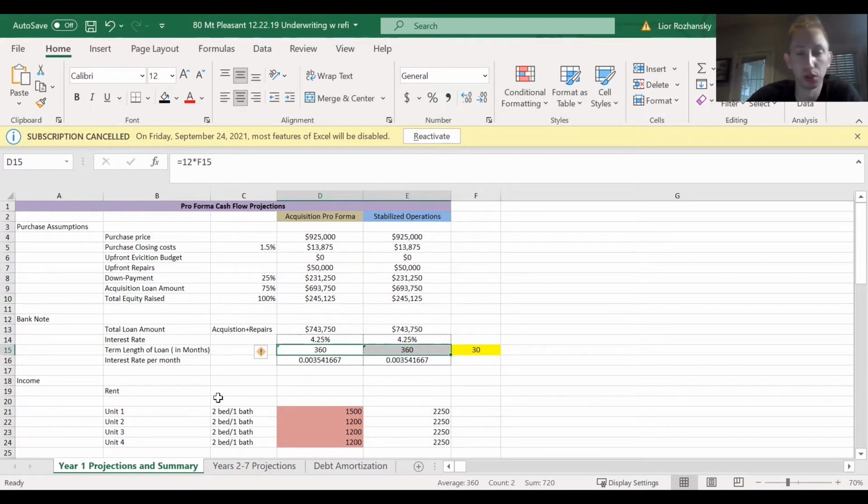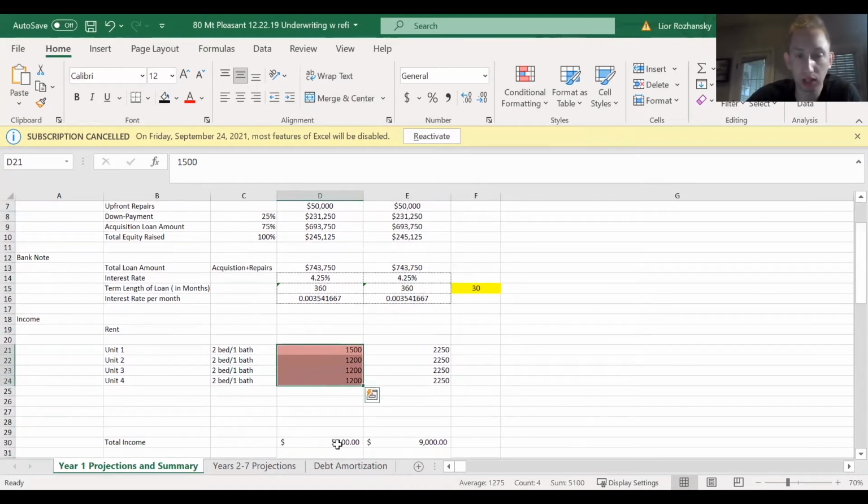Now, let's go into the rents. So you can see I had 4 units, all 2-bed, 1-bath units. And here is the big difference, right? This was the rent roll that I bought the building with. And if I scroll down, you can see, yeah, the total was $5,100, right? So basically 3 units paying $1,200, 1 unit paying $1,500.